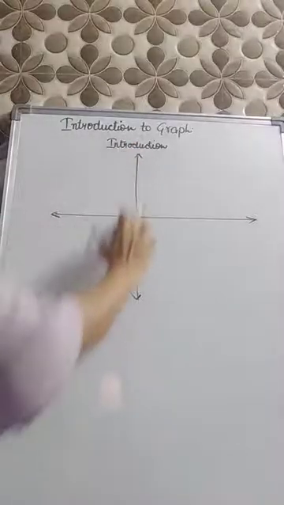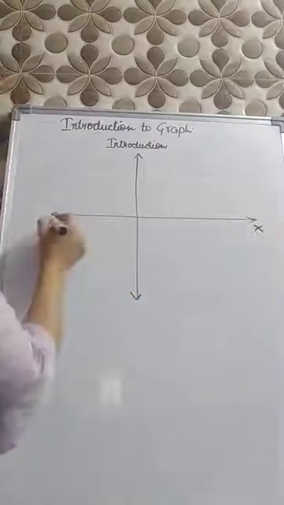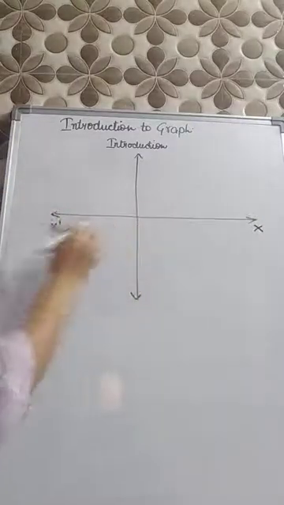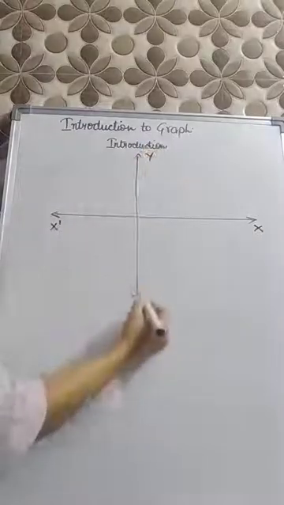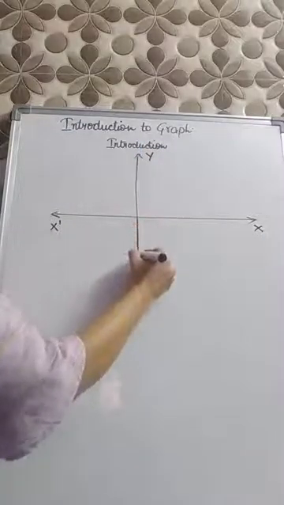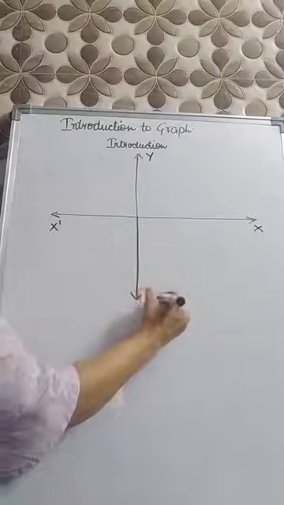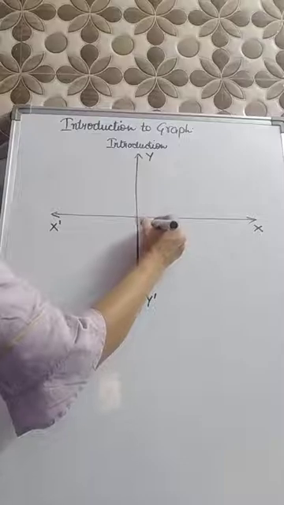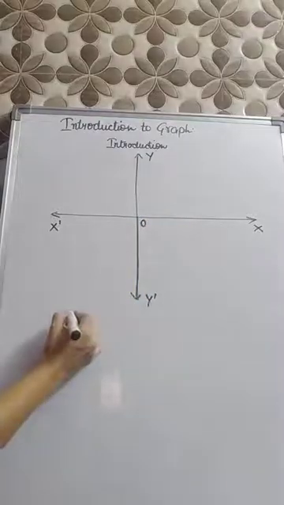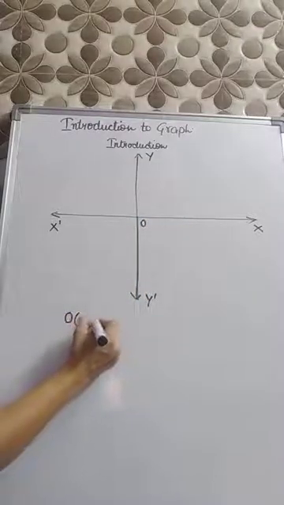Firstly, I have drawn these two lines. This horizontal axis is called x-axis and let it represent by x dash. This vertical line is called y-axis, that is its name is y dash. And the point of intersection of these two axes is called origin, and the origin has the coordinate (0, 0).